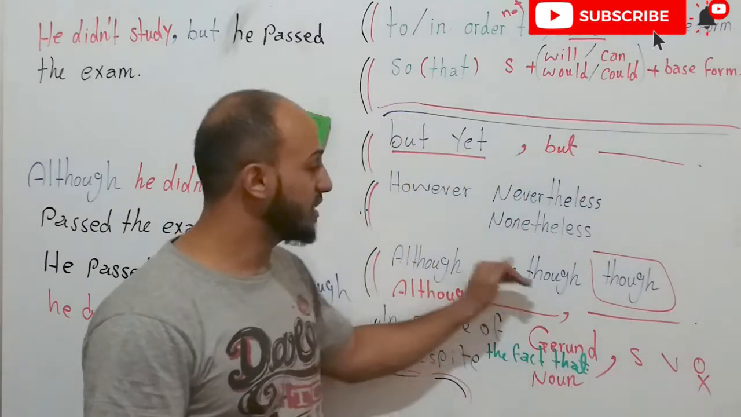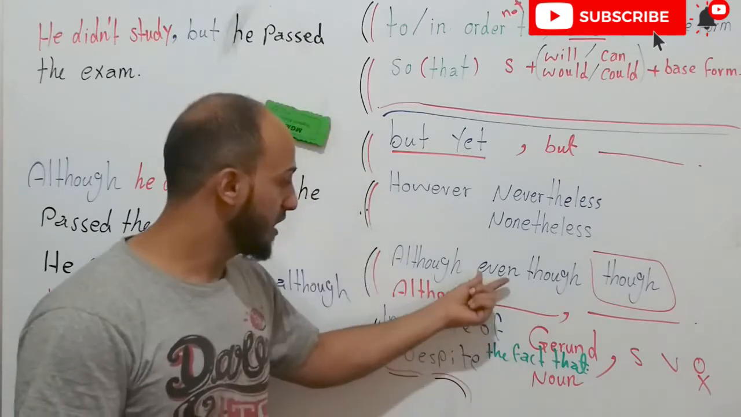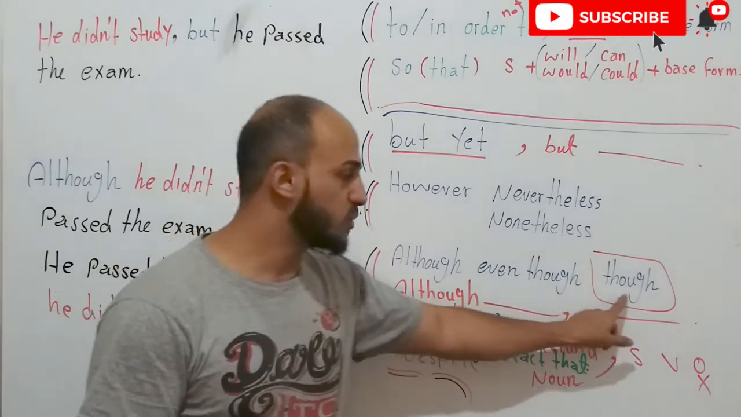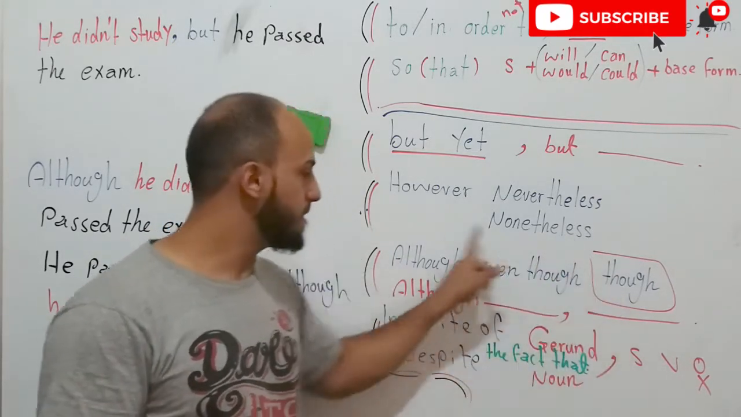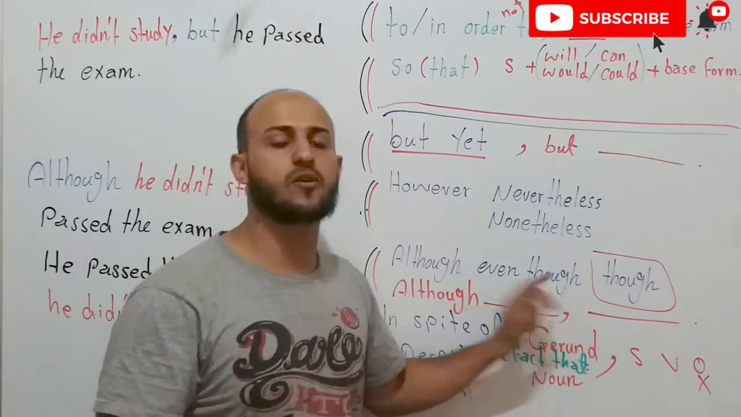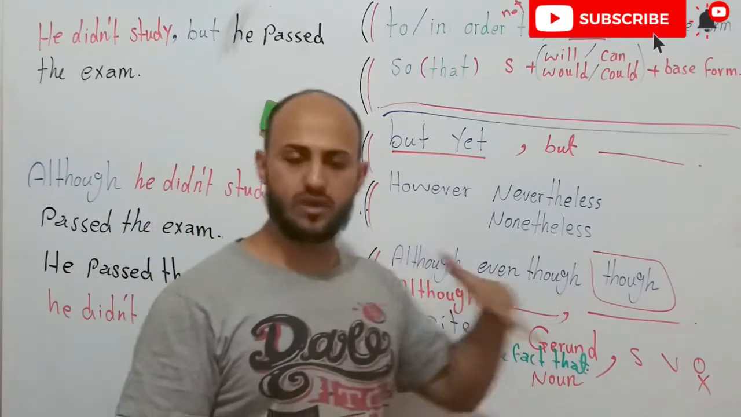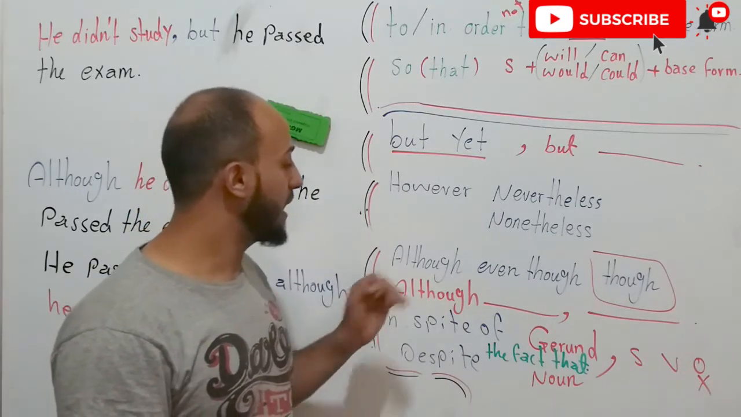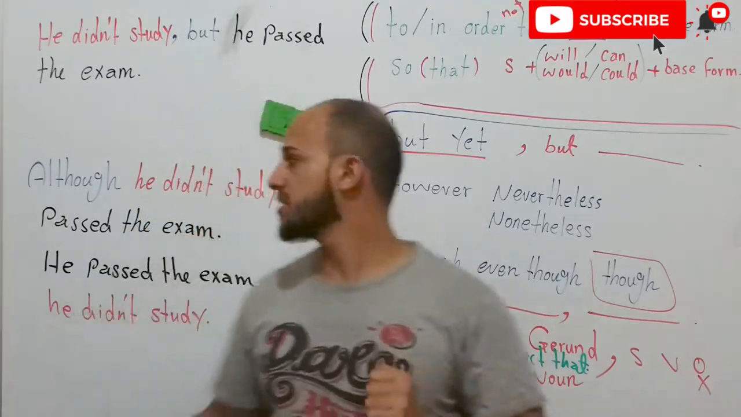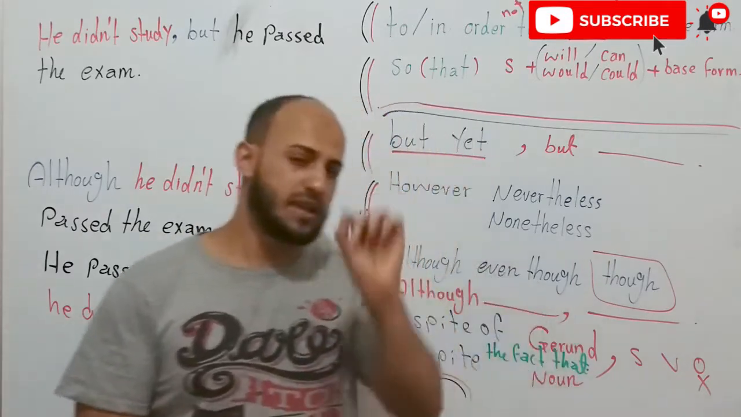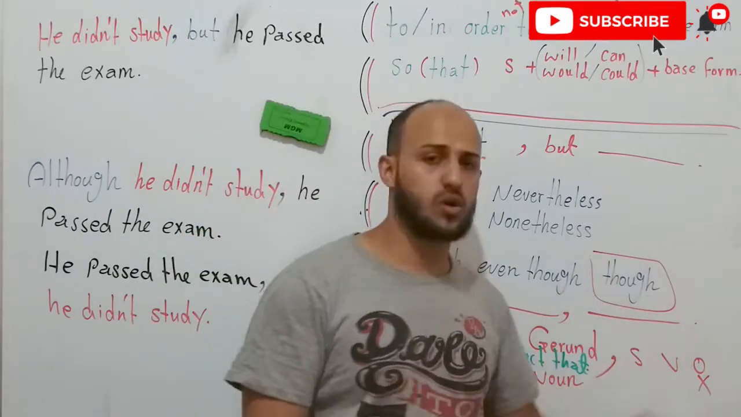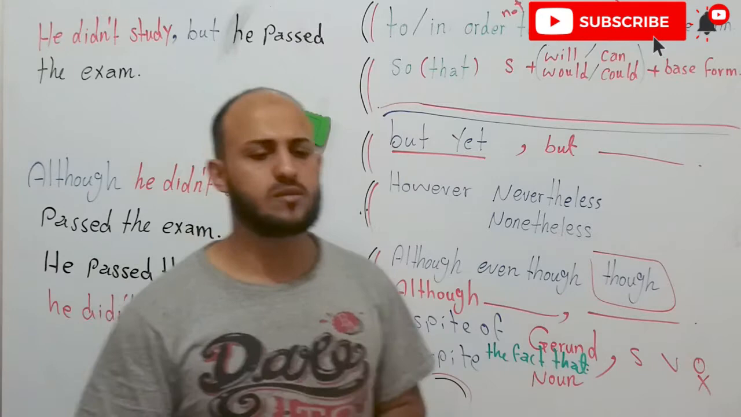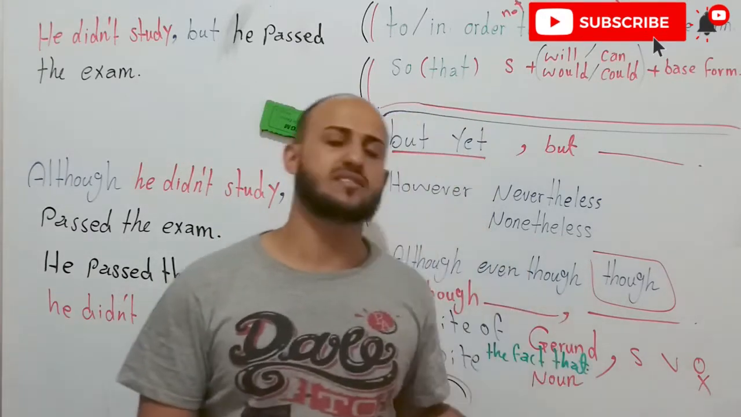So, although, even though, and though. Listen. This one is normal, formal, more formal. Okay? Even though is more formal than although. And you use them the same way. But you have a note, guys, that the word though is used mostly at the end of the sentence.